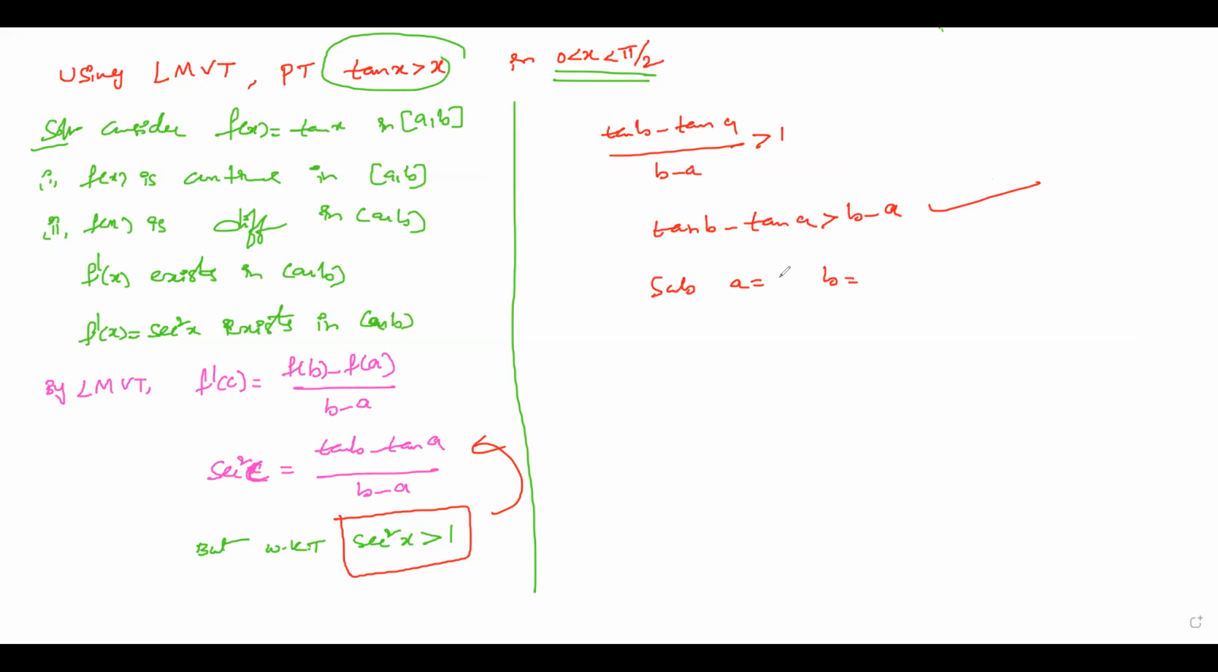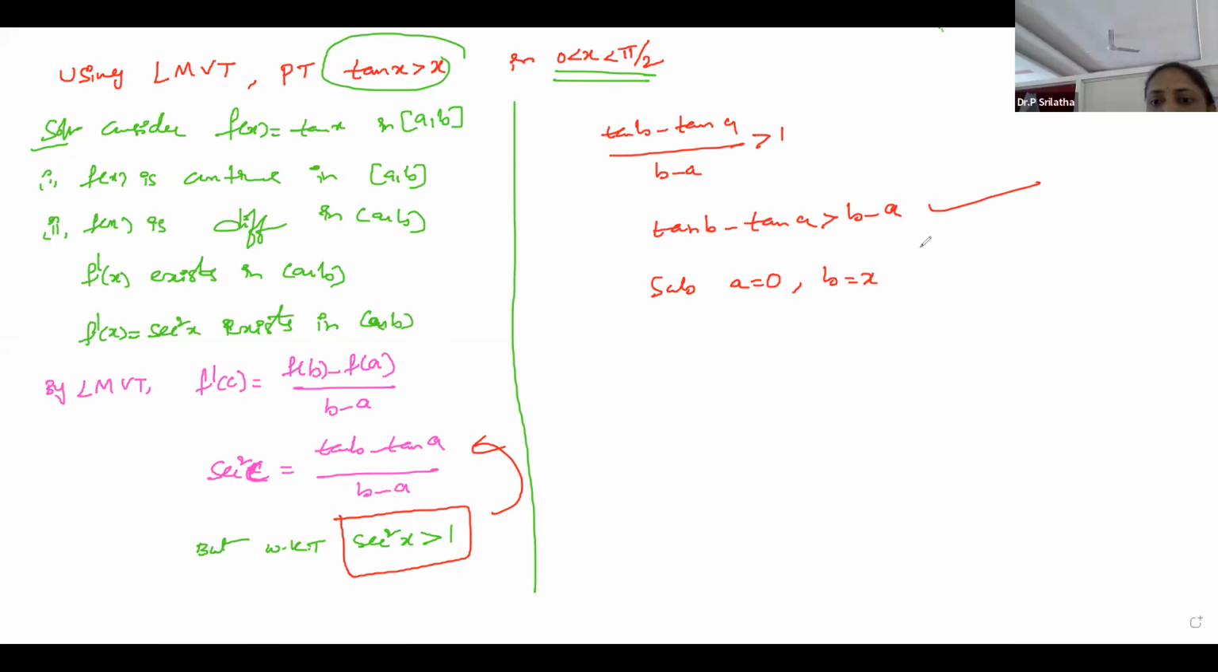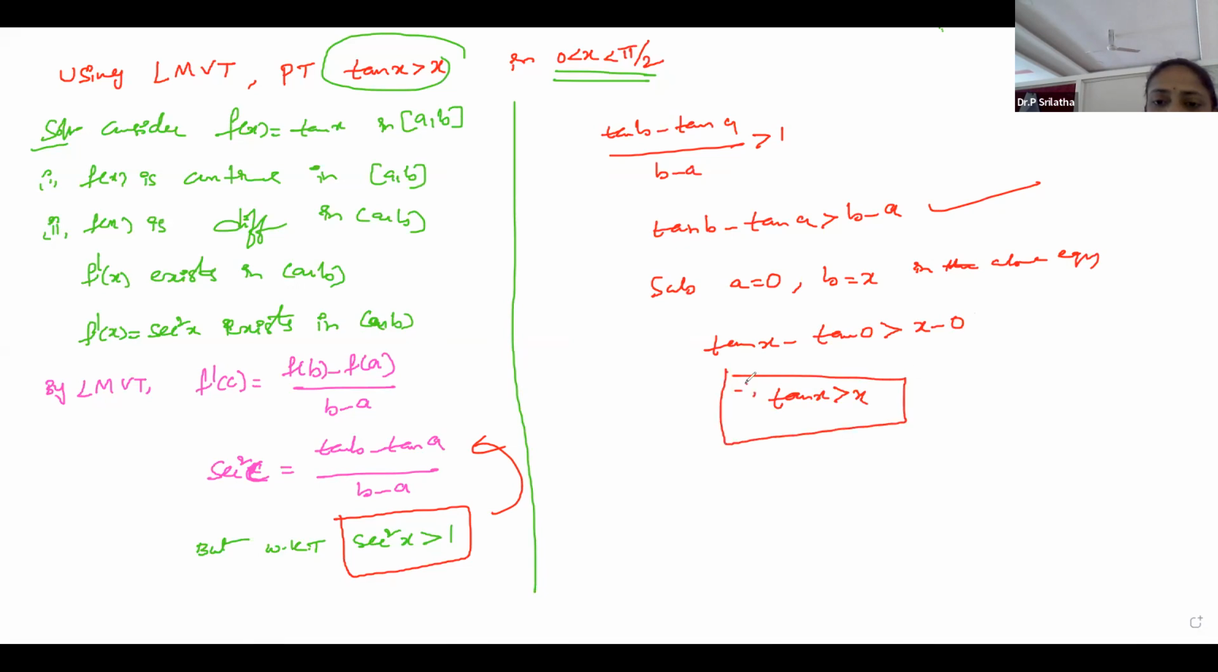A is equal to 0. Very good, the a value is 0 and b is x. Now substitute a comma b values in the above equation. Then we get tan x minus tan 0 greater than x minus 0. So from this, tan x is greater than x. Hence proved. Do it fast.